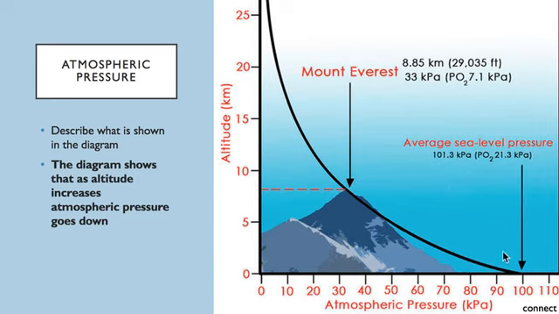So what is this diagram showing us then? As the altitude increases, you can see that the atmospheric pressure is getting smaller and smaller. So the diagram shows that as altitude increases, atmospheric pressure goes down. This was just to describe, I wasn't asking you to explain. So always look at the command words in these questions.